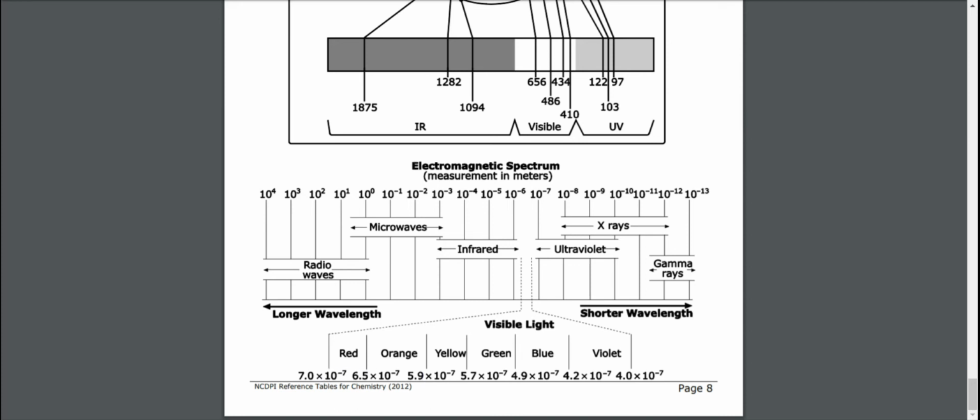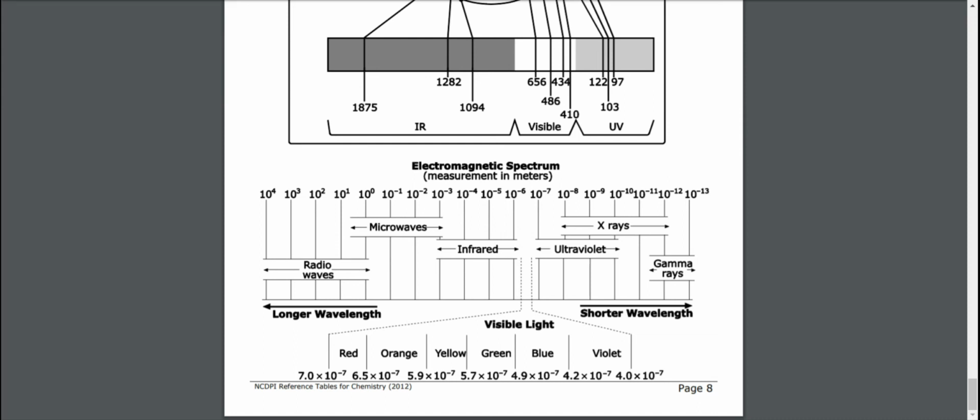So red is in between 7.0 times 10 to the minus 7 and 6.5 times 10 to the minus 7. Blue is in between 4.9 times 10 to the minus 7 and 4.2 times 10 to the minus 7 meters. So see where all visible light actually fits into a small region of the spectrum in between all those others.